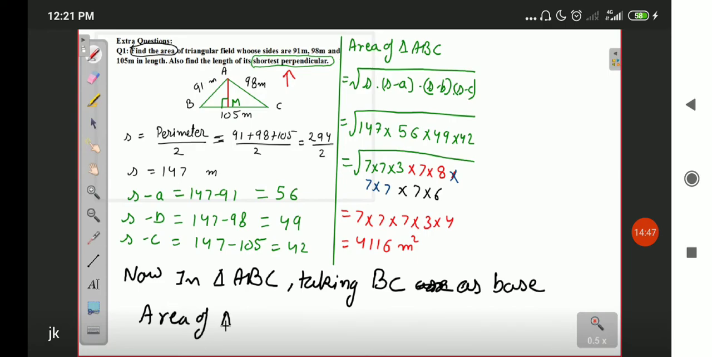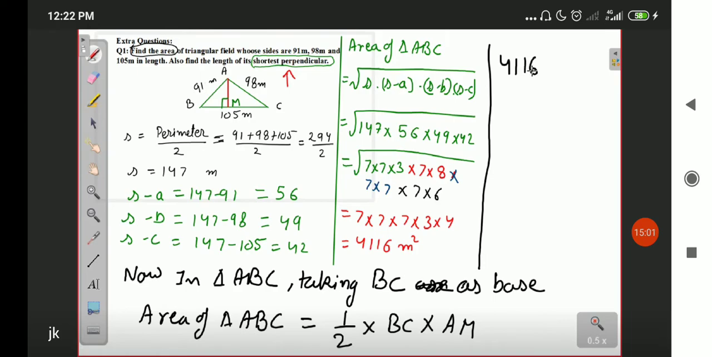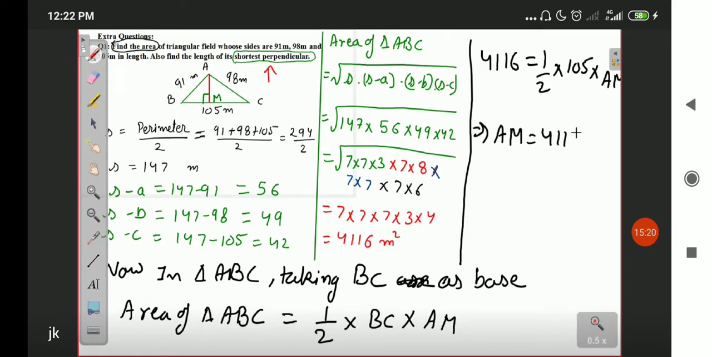Area of triangle ABC is half into base into height AM. So we already know the area of the triangle, 4116, equals half into base. Base is 105 and height AM we don't know. The value of AM will be 4116 into 2 upon 105. Now we have to simplify this to get the value of AM.